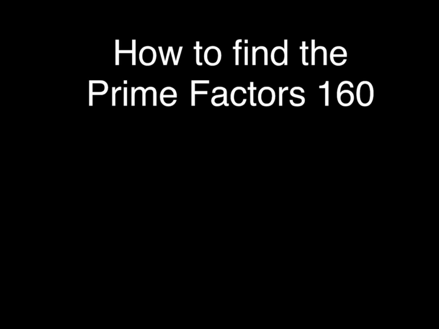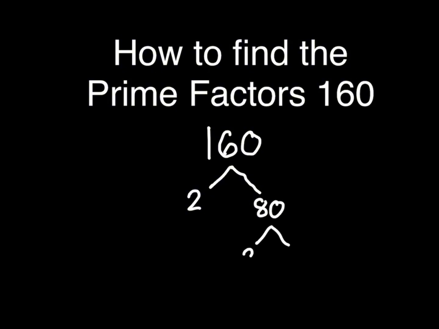So how to find the prime factors of 160? All you have to do is start dividing 160 by the smallest prime, which is 2. Since 160 is an even number, it is divisible by 2. So 160 divided by 2 is 80. Then keep on doing that.